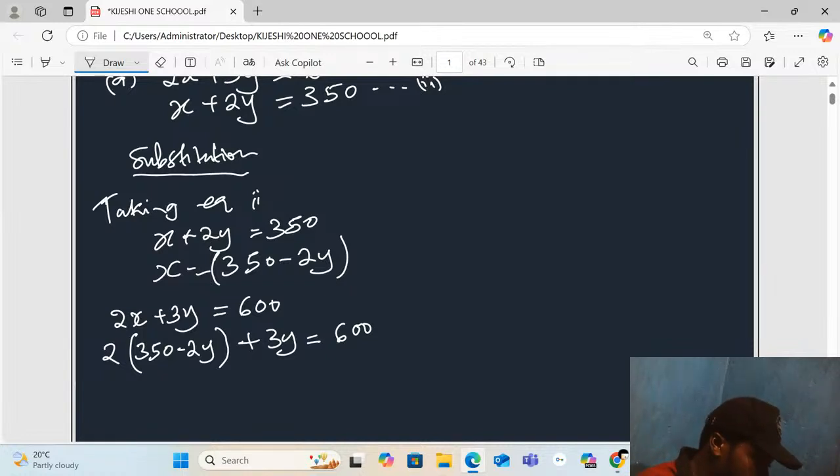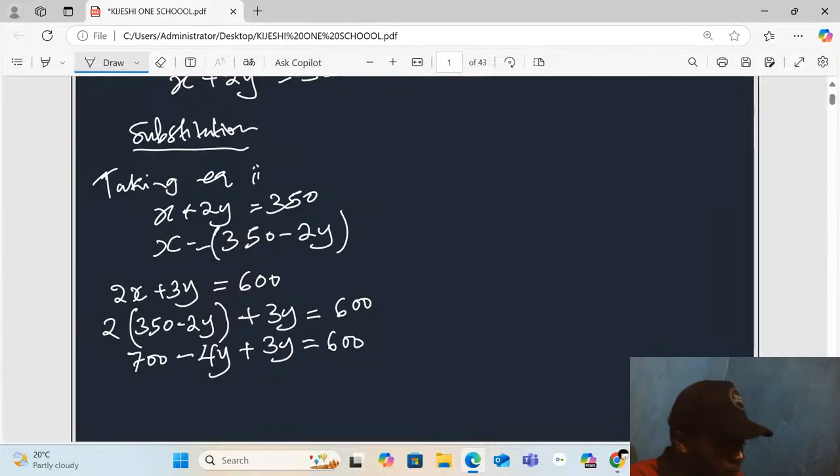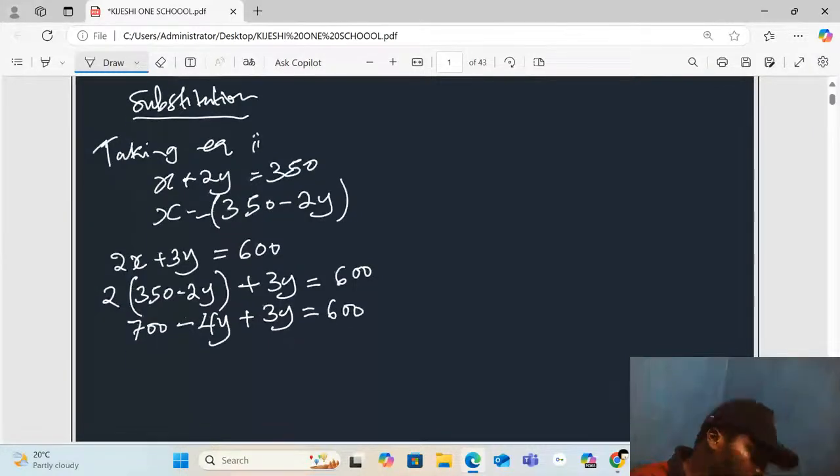2 multiplied by 350 gives 700. Then minus 2 times 2y, we get 4y, plus 3y equals 600. Good. Now we collect the like terms together. Now we have negative 4y plus 3y, and we have 700.